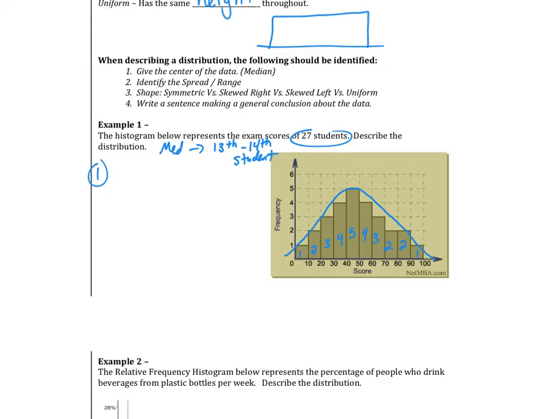So we got to find out where is that 14th student. So let's count from the left. There is 1 student here.